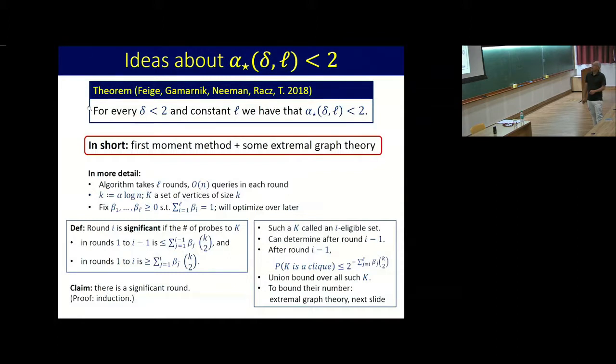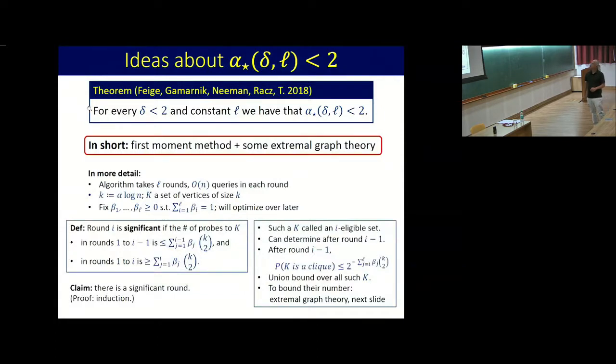based on this beta, the sum of all betas up to L times k choose 2, there must have been, right? Because why k choose 2? Because that's the size of the clique you supposedly discovered, you output. So those k choose 2 must have been probed somehow. Okay?